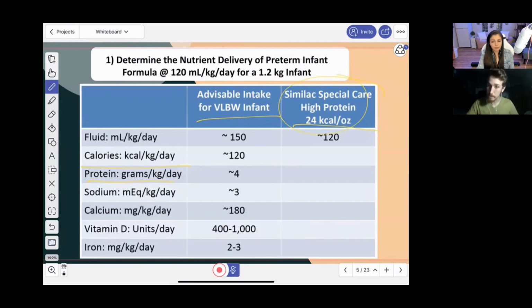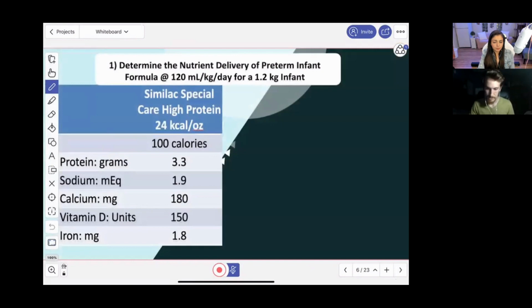And we are going to compare those values to the advisable intake. So we're going to see what this nutrition prescription is giving us and compare it to what the infant should be receiving based off of the normative data. We're going to fill this chart out after we do all the calculations, so keep this chart handy if you're working along with one of those scenarios.